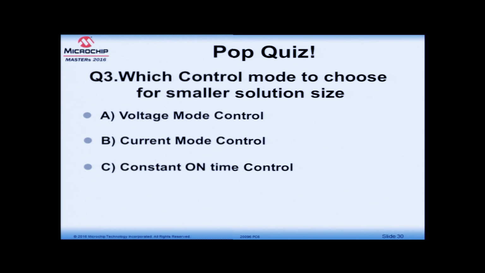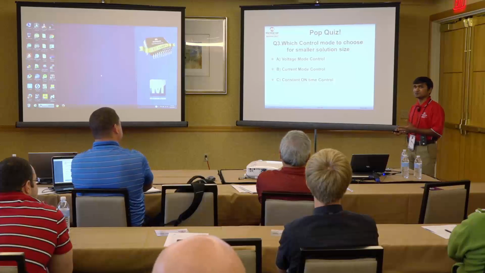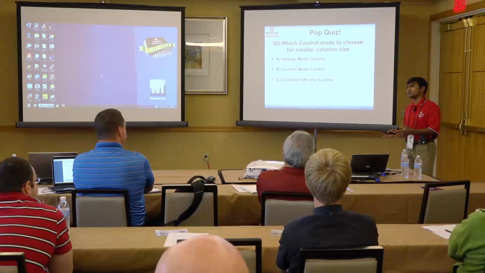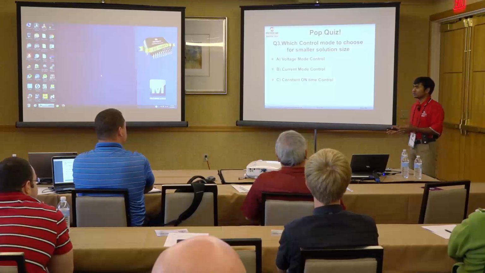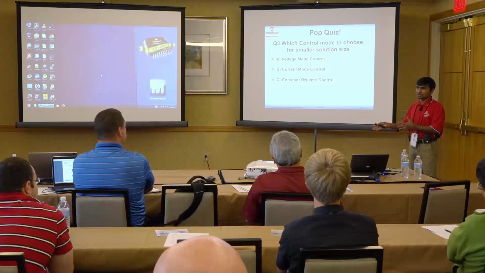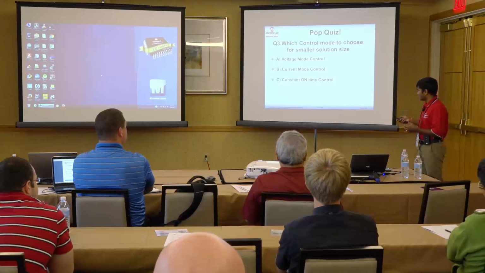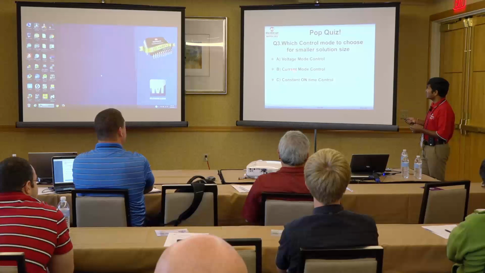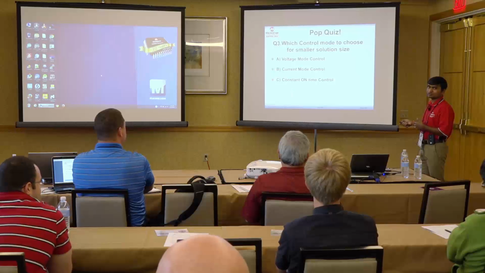Which control mode to choose for a smaller solution size, provided you have a big transient response requirement in your circuit. So, again voltage mode control, current mode control, and constant on time control. For a given transient condition, say 5 amps to 10 amps with a certain slew rate, you need to select the output filter to correct your output voltage. So, voltage mode control, current mode control and constant on time control.